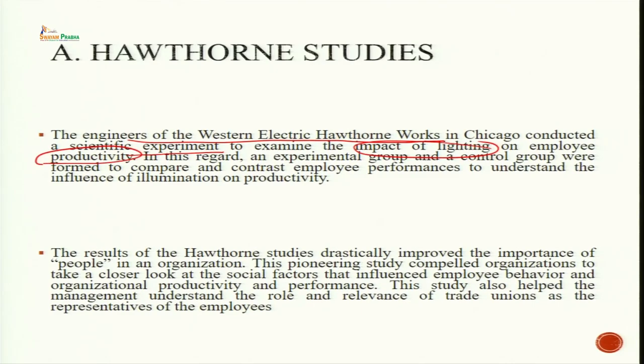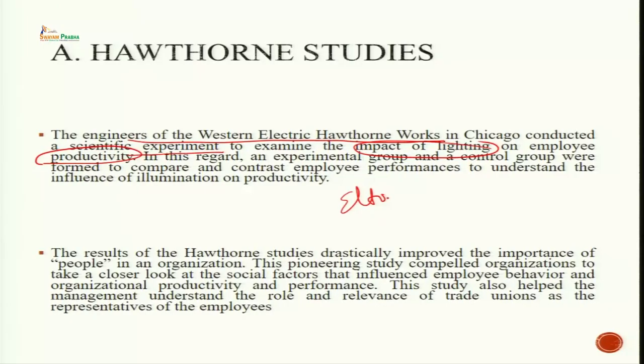In this regard, they divided the employees into two groups, the experimental group and the controlled group. And what they did was increase and decrease the magnitude of illumination in both groups. To their surprise, productivity increased not only in the experimental group, but in the controlled group as well, which puzzled the engineers: why is it that despite the illumination being less, the productivity is still increasing? This puzzle led to the inclusion of one more person into the experiments, who is Elton Mayo.